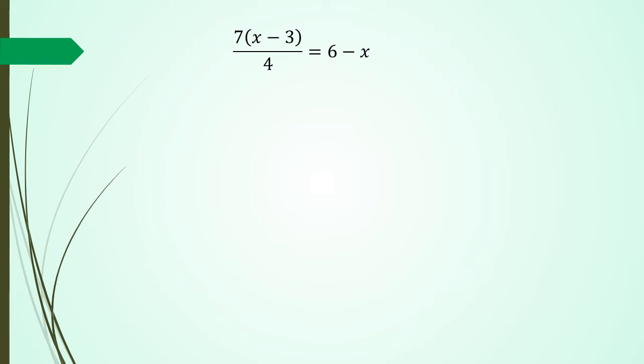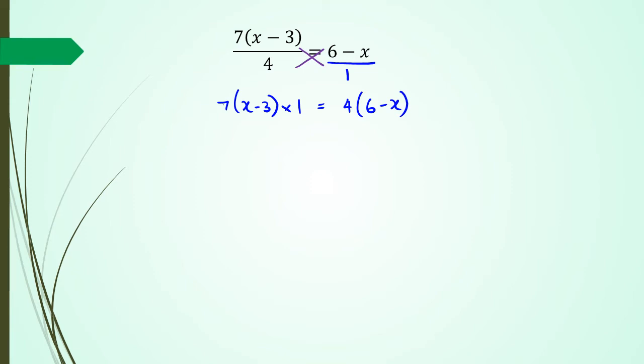So what happens when you have 6 minus x, but this time you've got no denominator? Well, we can rewrite this as 6 minus x divided by 1, and now we can do cross multiplication. So what we'll end up with is 7x minus 3 multiplied by 1 equals 4 multiplied by 6 minus x. At this point, we need to expand the brackets and then solve the equation.